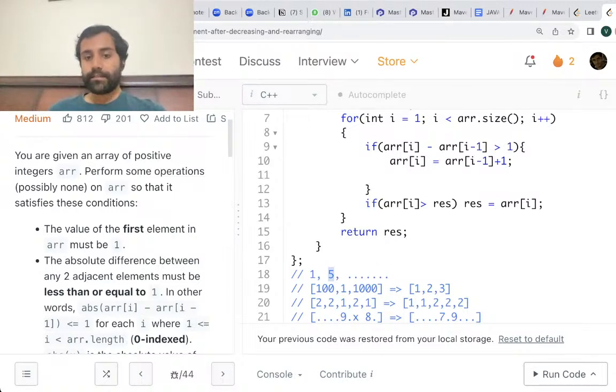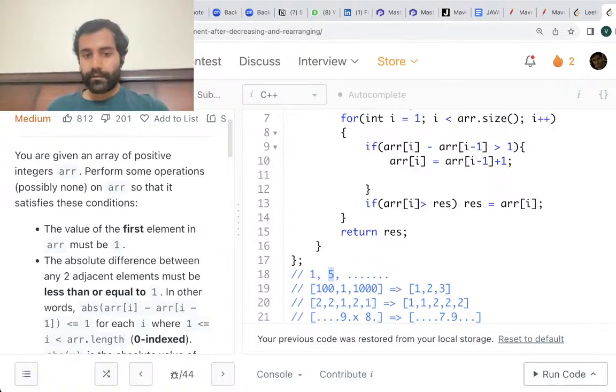Now, what is it that you would want to change it into? You have three options. You can either make it 1 minus 1 or 1 plus 1. The better choice is to make it 1 plus 1, which is 2. And I'll tell you why.